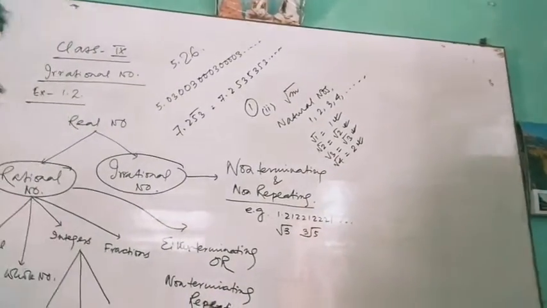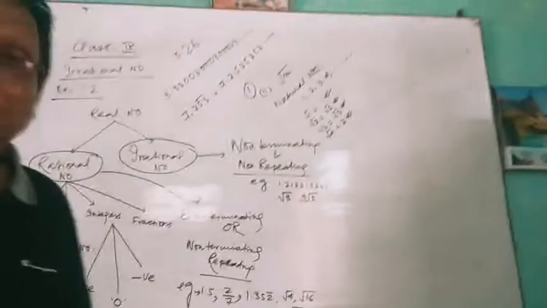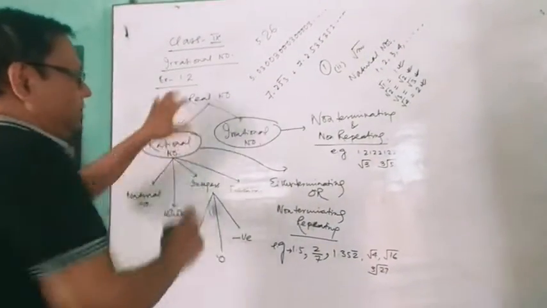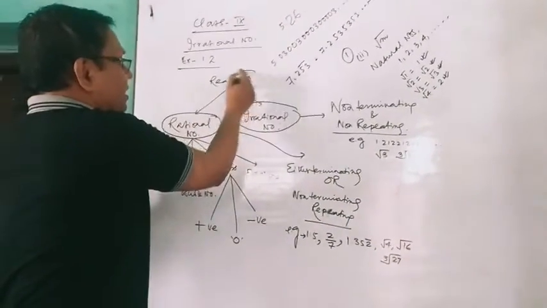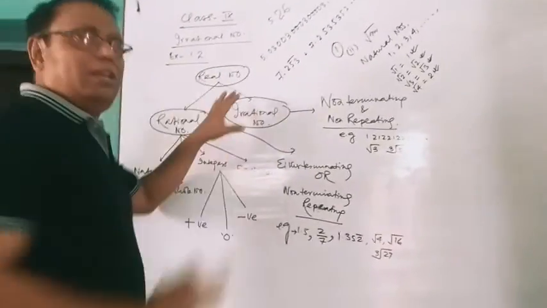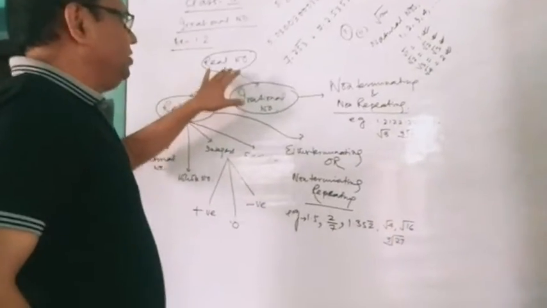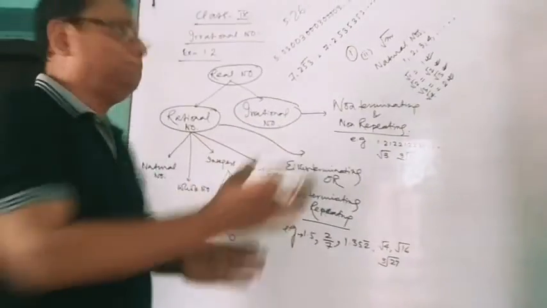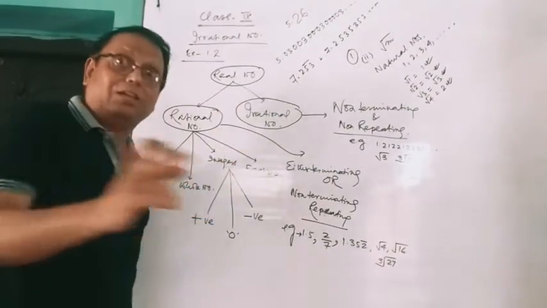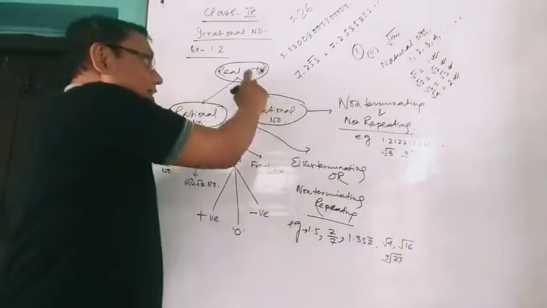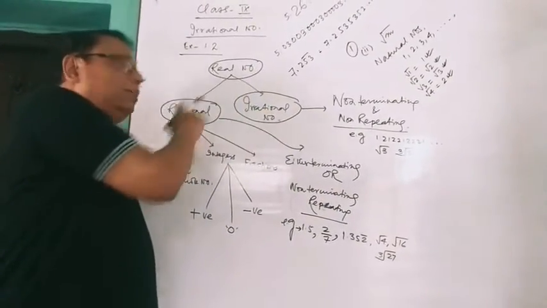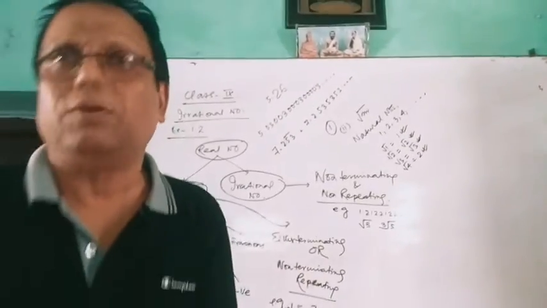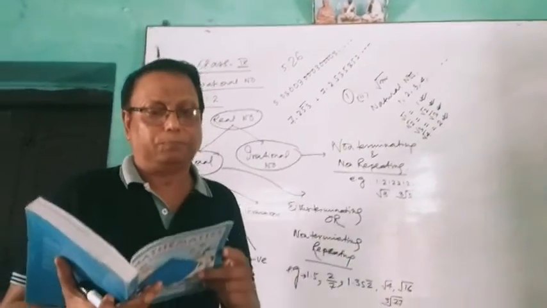The third one: every real number is an irrational number. See this classification. A real number can be rational or irrational. So if we say that every real number is an irrational number, that is not true. A real number can be an irrational number or it can be a rational number. Hence, the third statement of the first question is false.